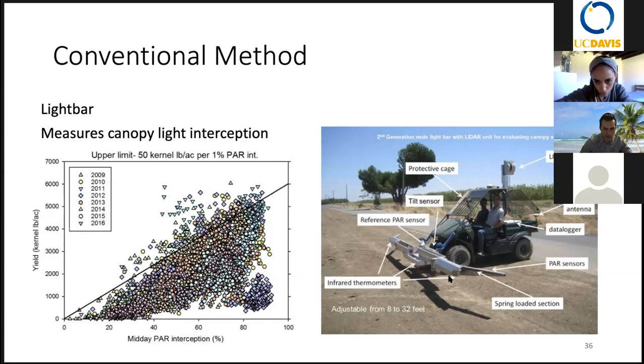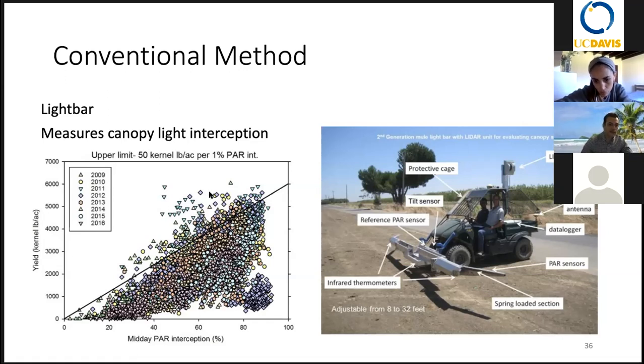This is a light bar that is mounted on a Gator vehicle, and it has an array of light sensors. If there is a shade, the light sensor doesn't get anything. If there is no shade, it gets something. It has a GPS here, so all the points are georeferenced, and after the data is collected, we can measure the canopy PAR interception for an entire row.